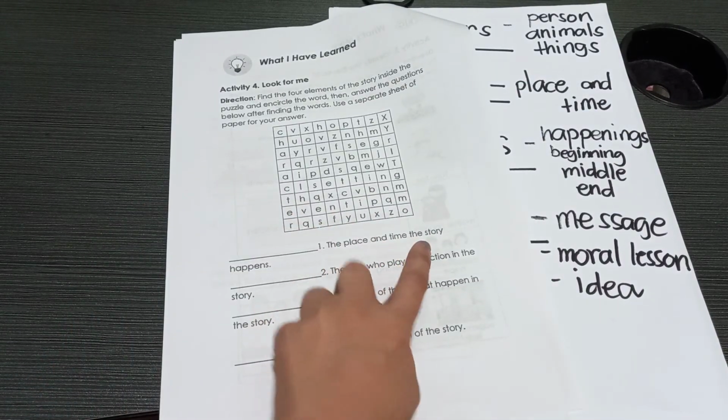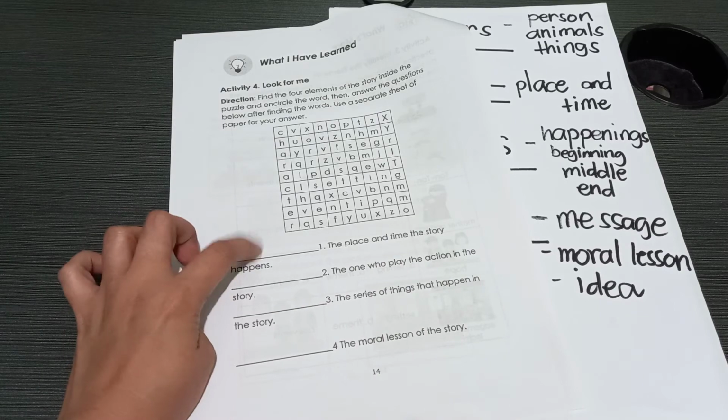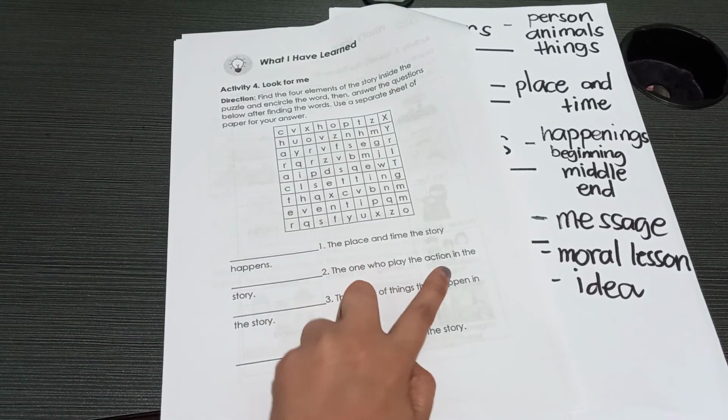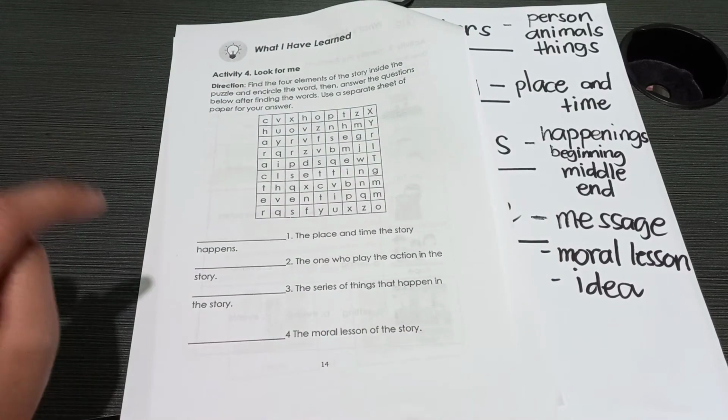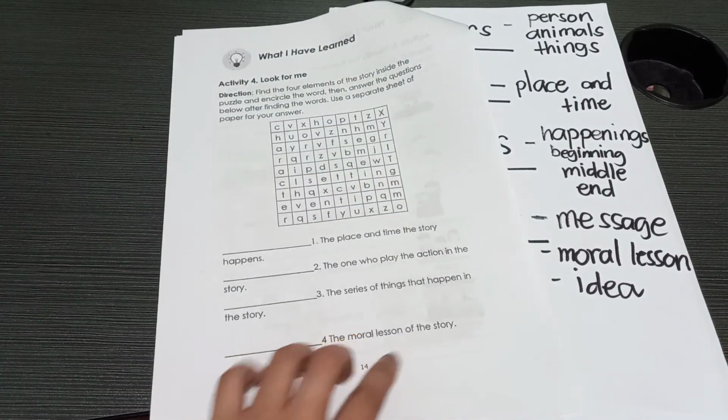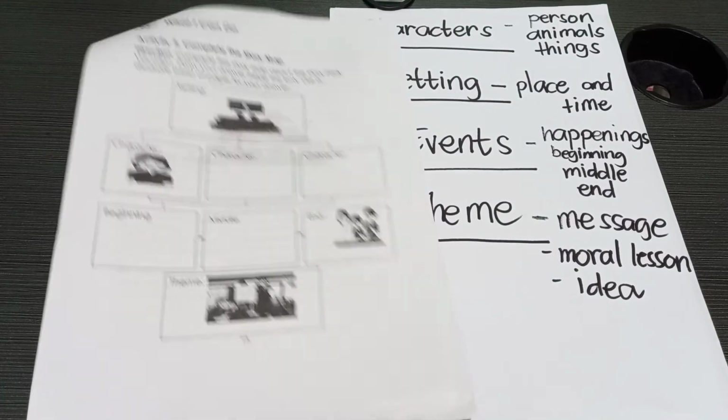The place and time the story happens. The one who plays the action in the story. The series of things that happen in the story. And the moral lesson of the story.